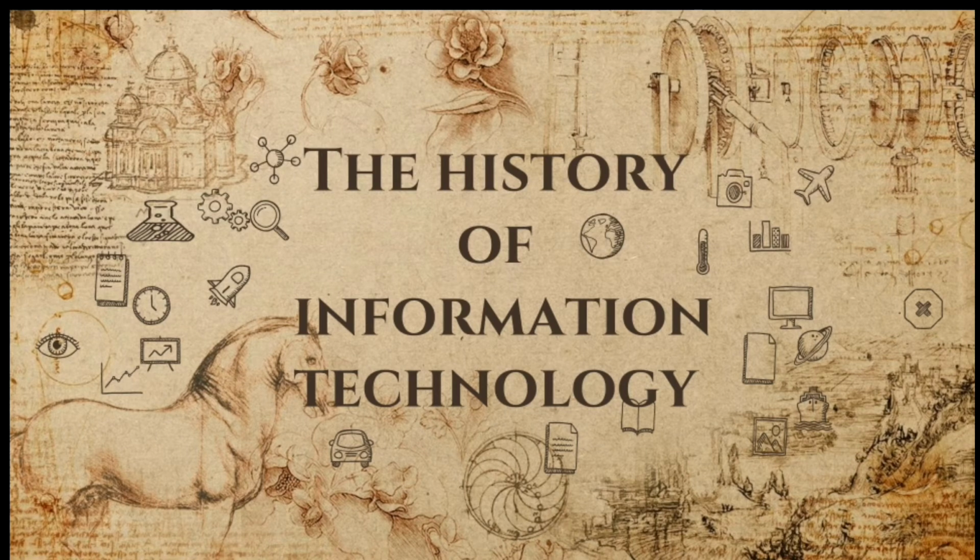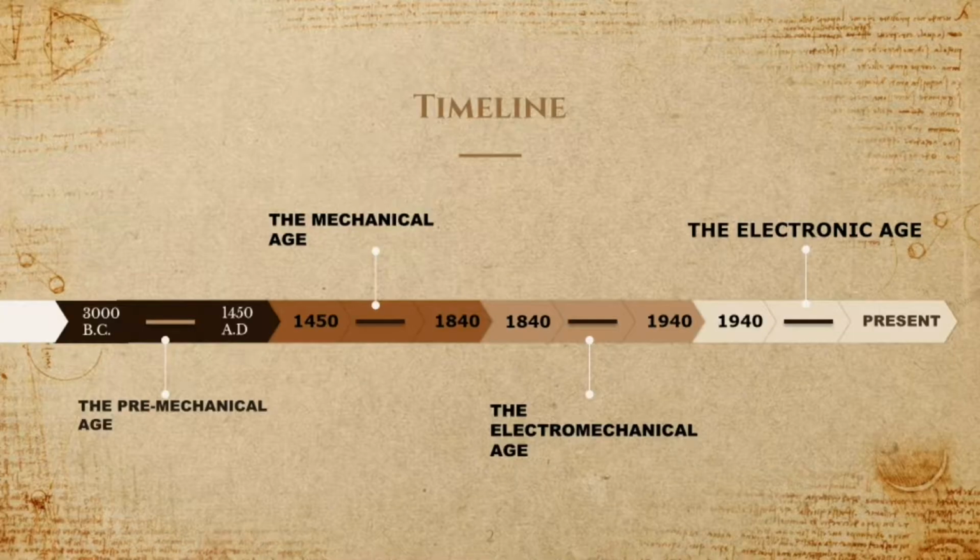Information technology has been around for a long time. People communicate with each other through technology available at their point. So basically, as long as people exist, information technology also exists. The history of information technology divides into four main ages: the pre-mechanical, mechanical, electromechanical, and electronic age.